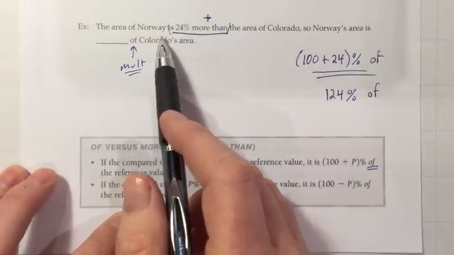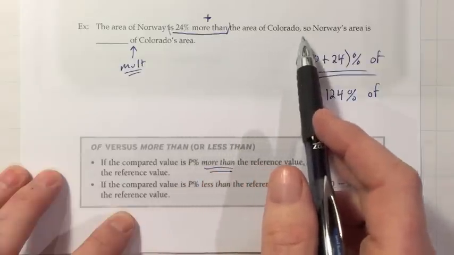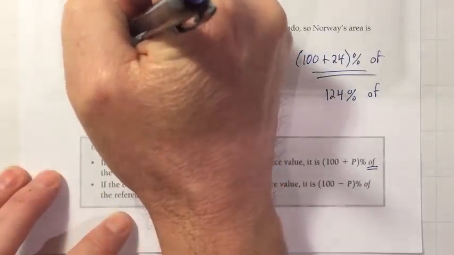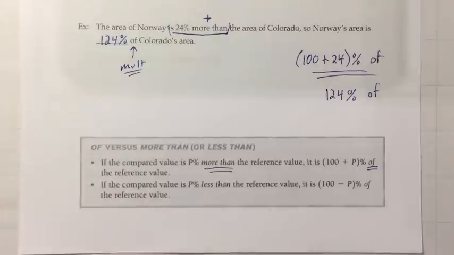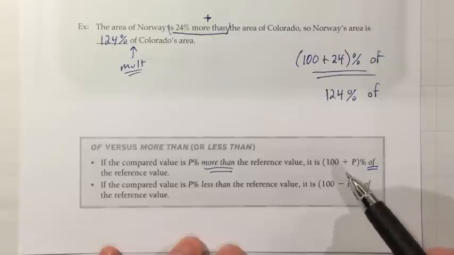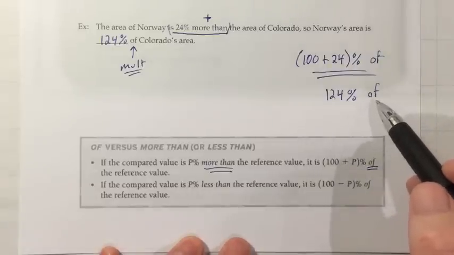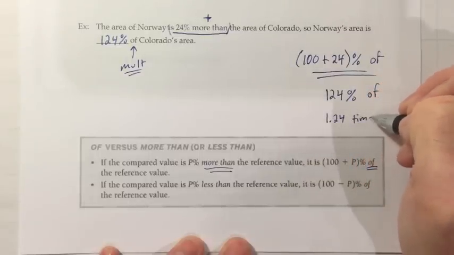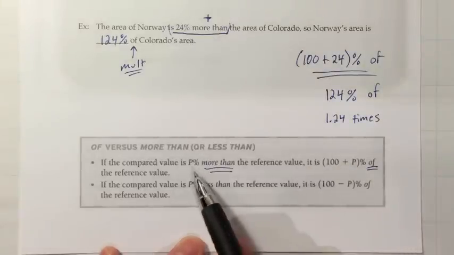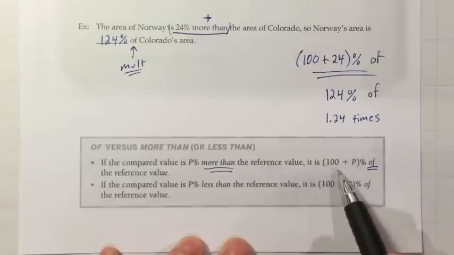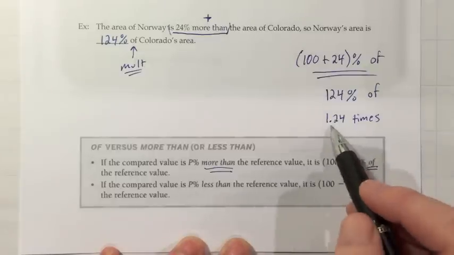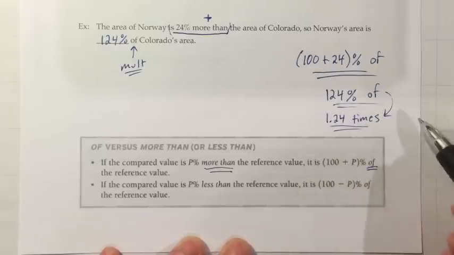So the area of Norway is 24% more than the area of Colorado, so Norway's area is 124% of Colorado's area. And this is going to be a really important translation for us as we move forward, so we want to get used to that. And I would point out a third stage of this too, which is if it's 124% of, that's the same as 1.24 times. So we really want this to be 3 levels, not just 2. P% more than is the same as 100 plus P% of, and then if you change this to a decimal, you'll get the times. So we want to be able to go from here to there as well.